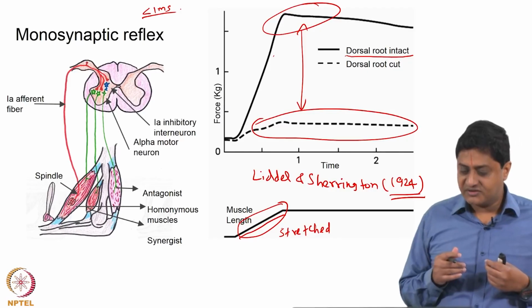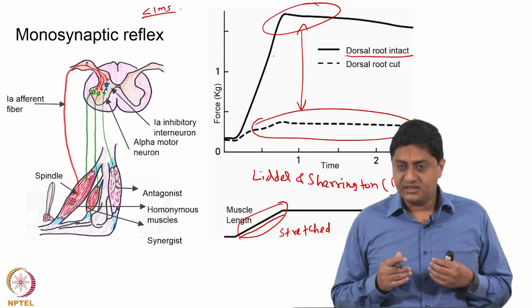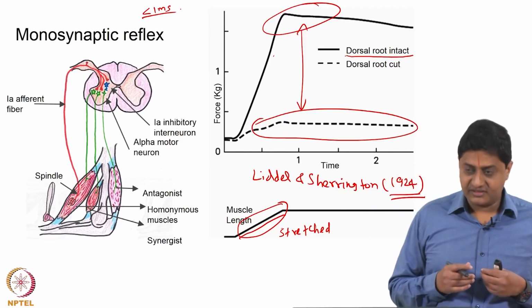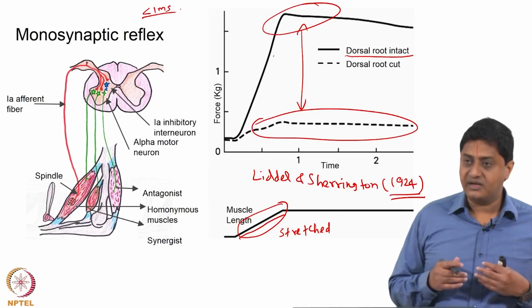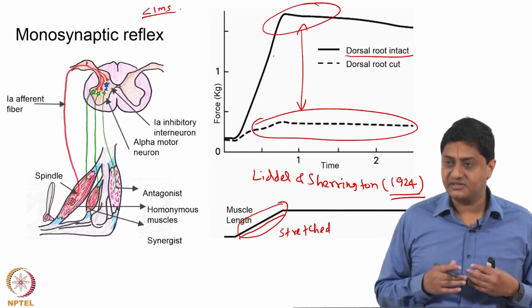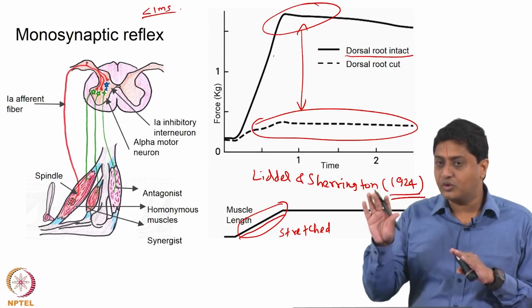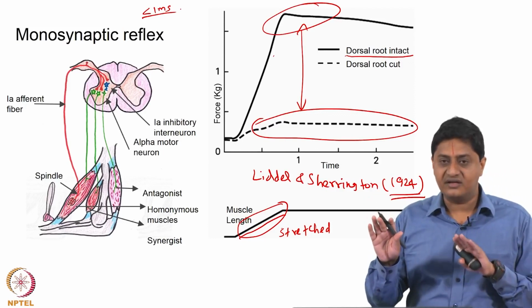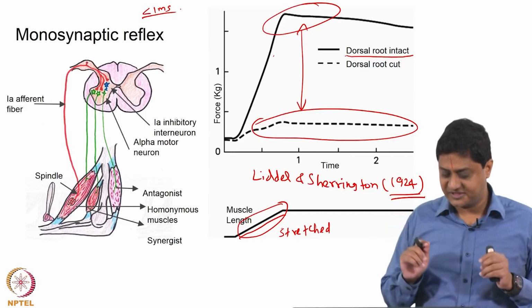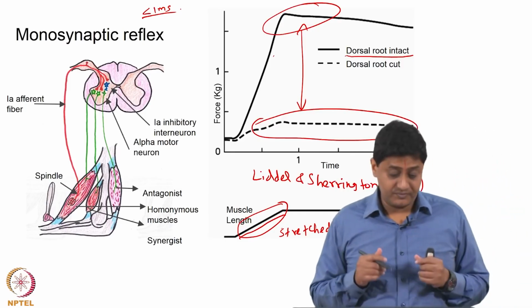It does two things. First, it activates the flexors and inhibits the extensors. So there is simultaneous activation of one group of muscles and inhibition of the other group of muscles. Not just that, there is more.